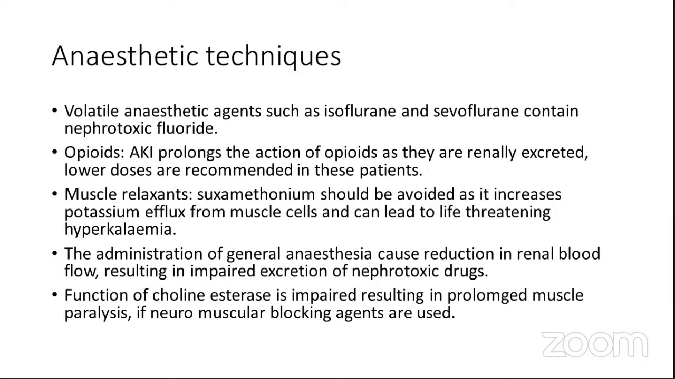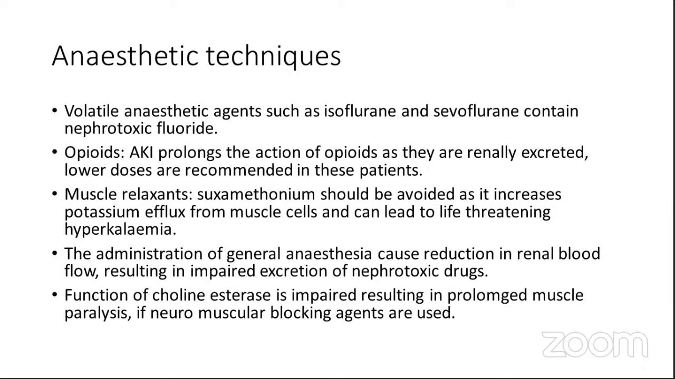Opioids: AKI prolongs the action of opioids as they are renally excreted. Lower doses are recommended in these patients. Muscle relaxants: suxamethonium should be avoided as it increases potassium efflux from muscle cells and can lead to life-threatening hyperkalemia. It should be avoided in hyperkalemic patients.